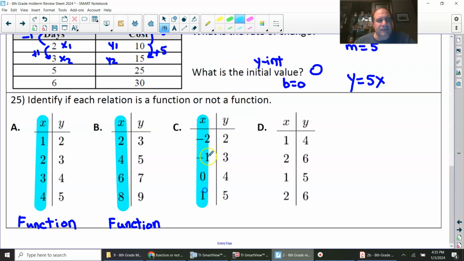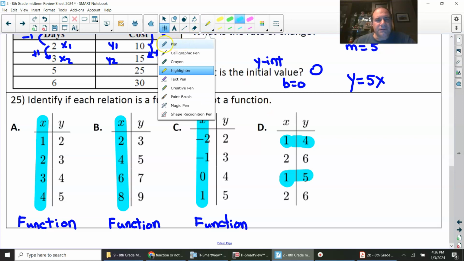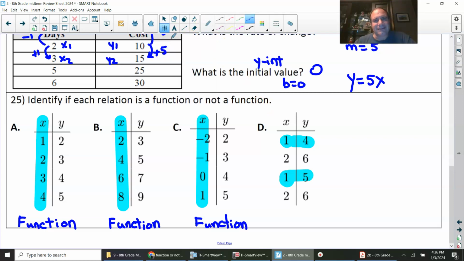Take a look at the x's. They do not repeat. This is a function. And one last time, look at the x's. They do repeat. So 1 goes to 4. 1 goes to 5. You can't have two favorite numbers. All right, 1 is attached to 4. 5 can't be attached to 1. So this is not a function.